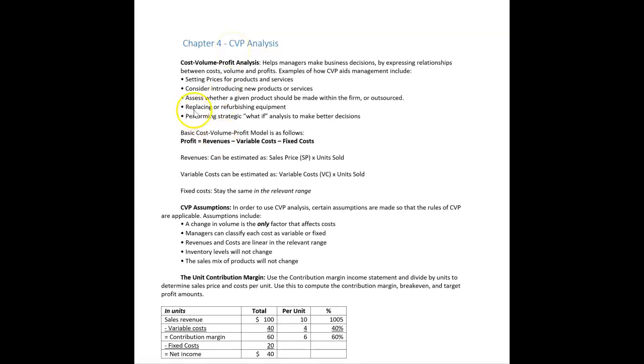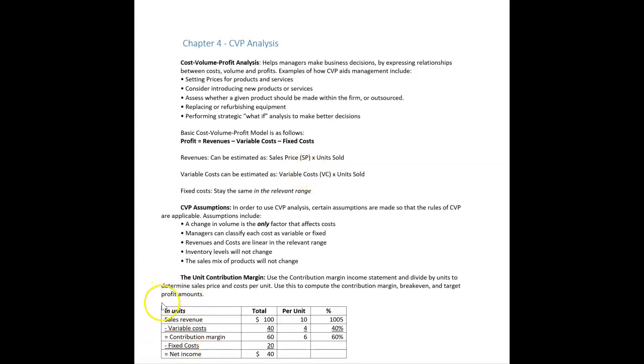Whether you should replace equipment or maybe just refurbish it. Okay, and finally, lots of strategic what-if analyses to make the best decision you can. Like, what if we do this versus what if we do that? All right, and the basic model is that profit is equal to revenue minus variable costs minus fixed costs.